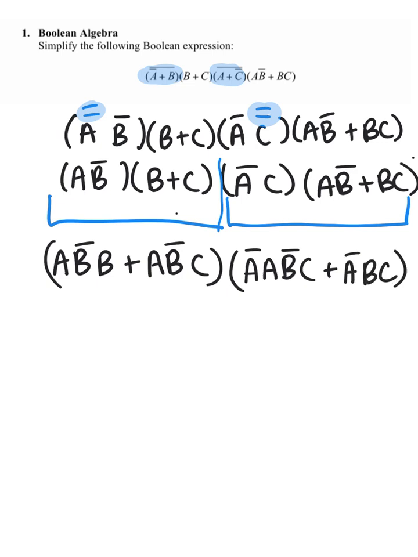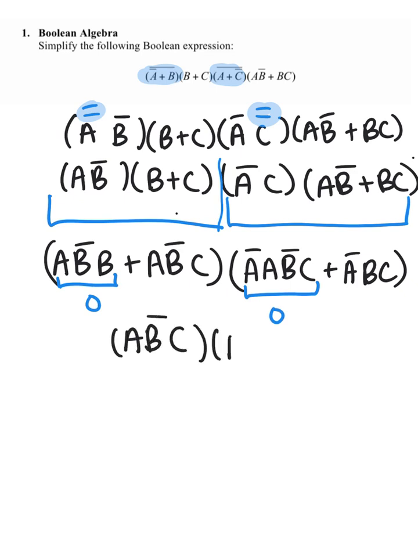All right, so now let's simplify these ones in the parentheses. And we get here, you know, it can't be both B and not B, so this term is 0. And it can't be both A and not A, so this term here is also 0. So now we get here, and we have A not B C and not A B C.